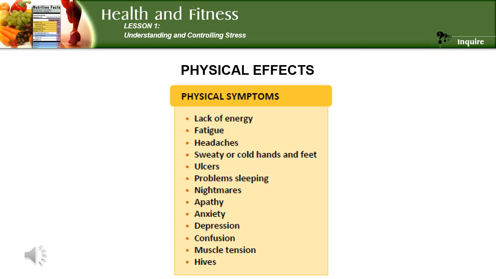Weakened immune system. Extended exposure to stress can reduce your body's ability to fight disease by weakening the immune system. When your immune system is weakened, you may be more prone to colds, flu, and more severe infections. You may also experience a great deal of muscle tension and develop hives or other skin disorders. Anxiety. A feeling of severe anxiety can bring other symptoms such as nightmares, confusion, and depression. It can even bring on stress-related ulcers.